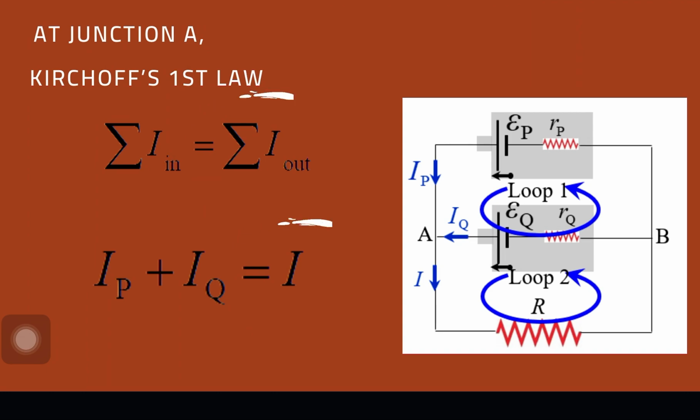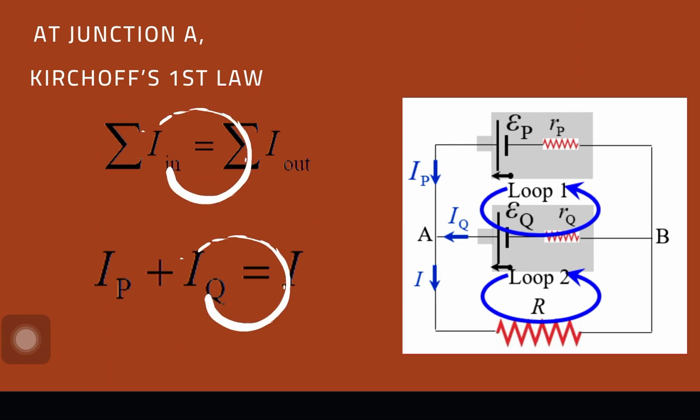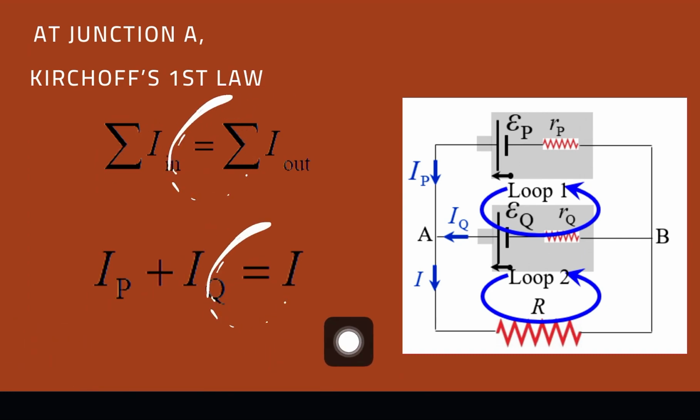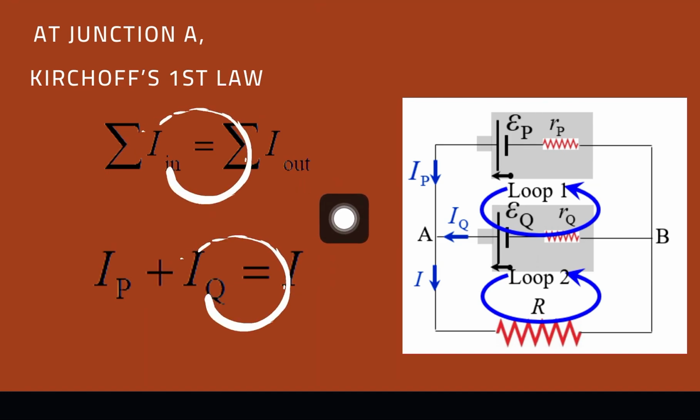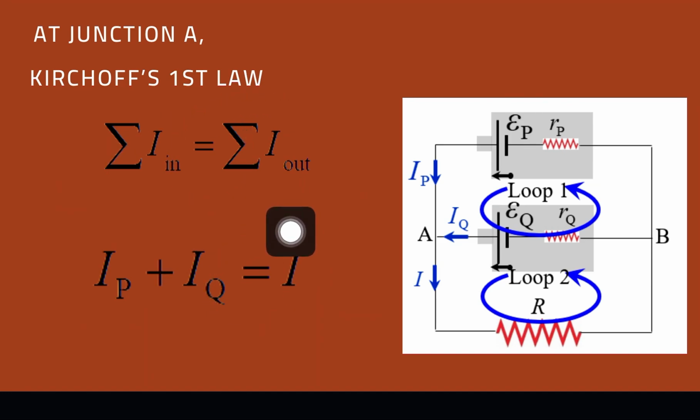So since we have more than one battery, we are going to apply the Kirchhoff law. Okay, so for the first law, you still remember the Kirchhoff first law? It is at the junction, the summation of I in should be equal to the summation of I out, or the summation of I equals 0.